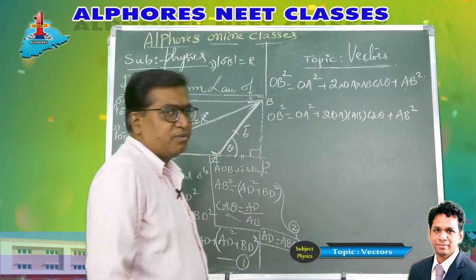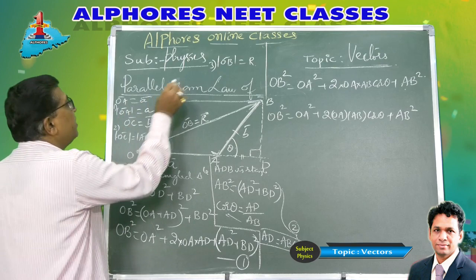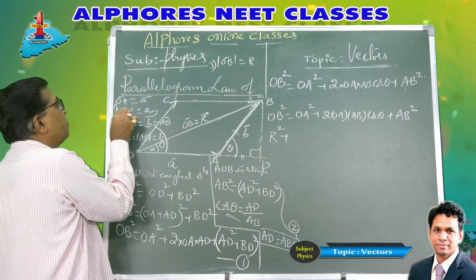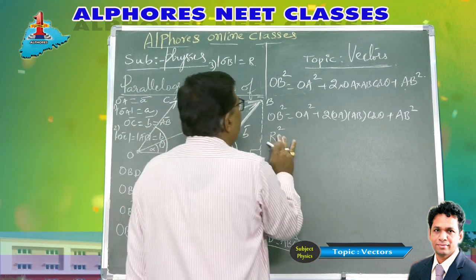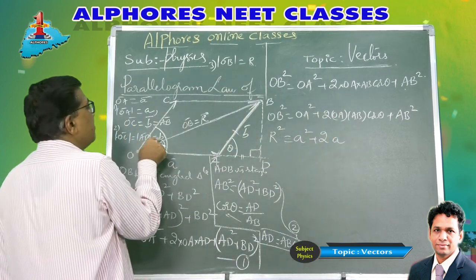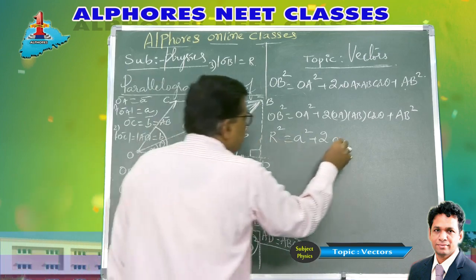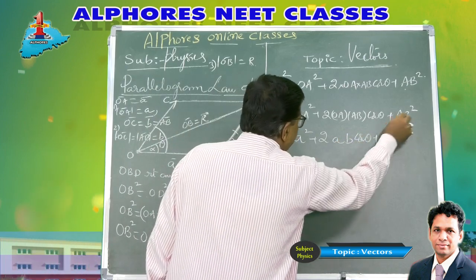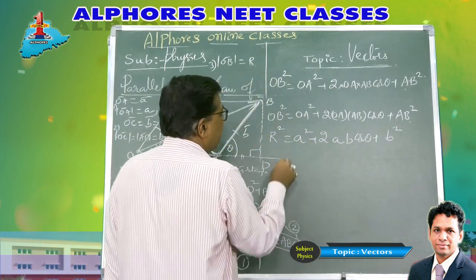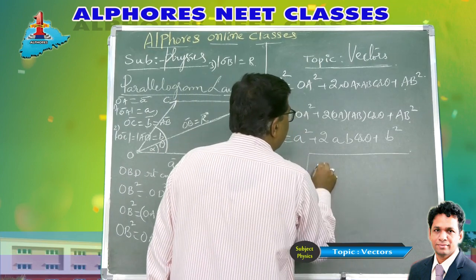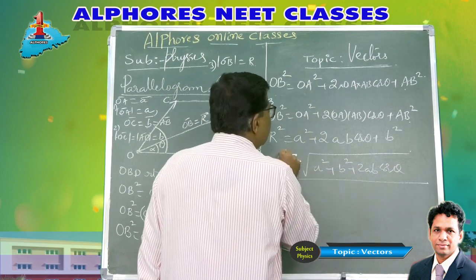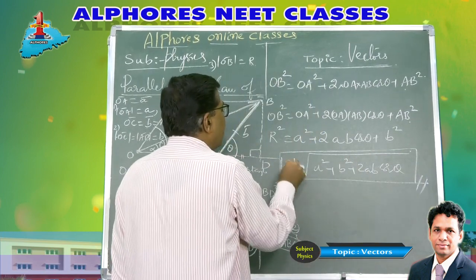Now substitute the respective things there. The magnitude of OB is R, so this is R square. The magnitude of OA is A. So this is R square is A square plus 2 OA, which is A, AB is nothing but B, AB and OC both are the same, B cos theta, plus AB square. AB is nothing but B, so it is B square. So R is equal to under root of A square plus B square plus 2AB cos theta. This is the magnitude of the resultant, mod R bar.